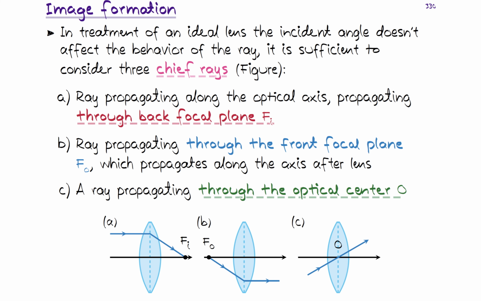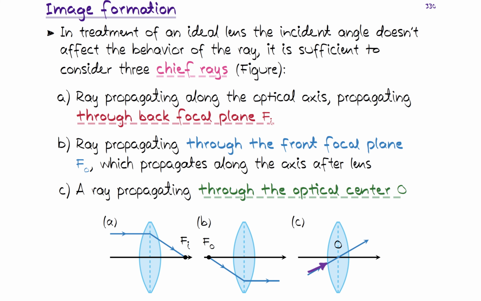And then the third ray we need to consider is a ray propagating through the optical center O of our lens. And then what happens for this ray is that it doesn't refract here. Of course, in reality, it would, and this is of course beyond our scope. Please join me in the next course, and there we will be considering, for example, thick lenses, and then we will be considering what would actually happen.